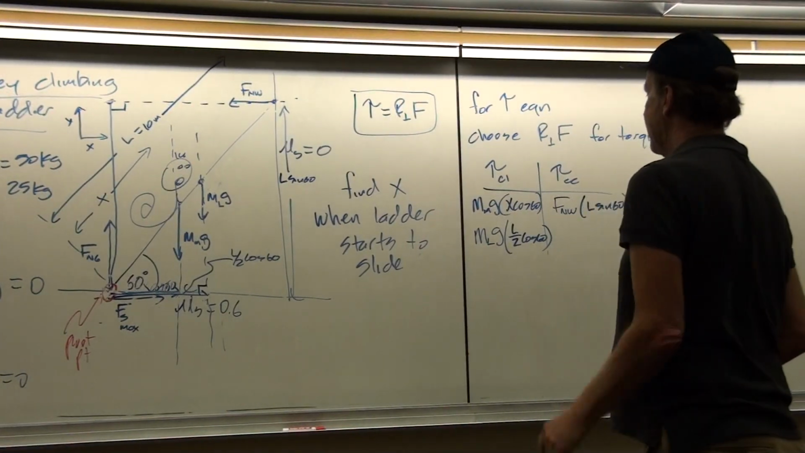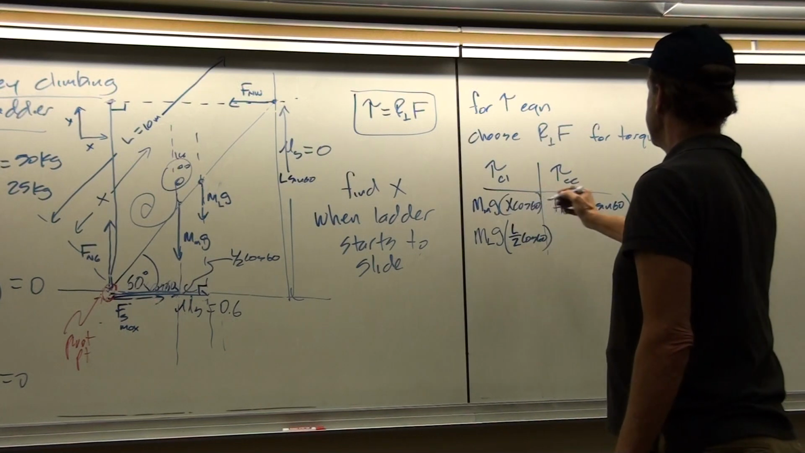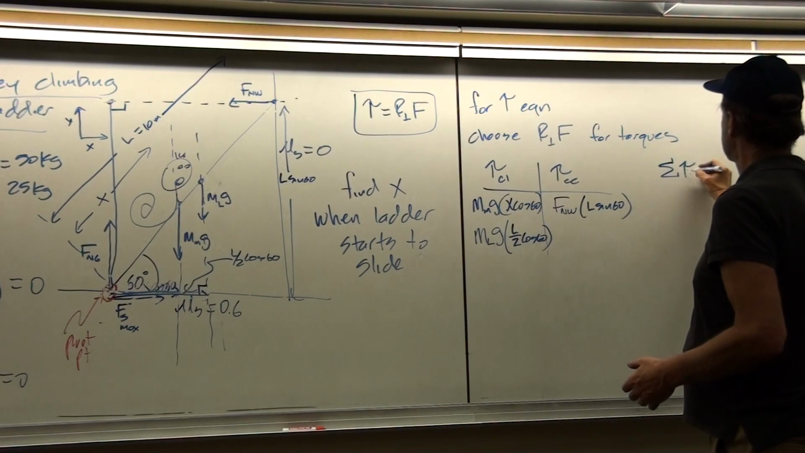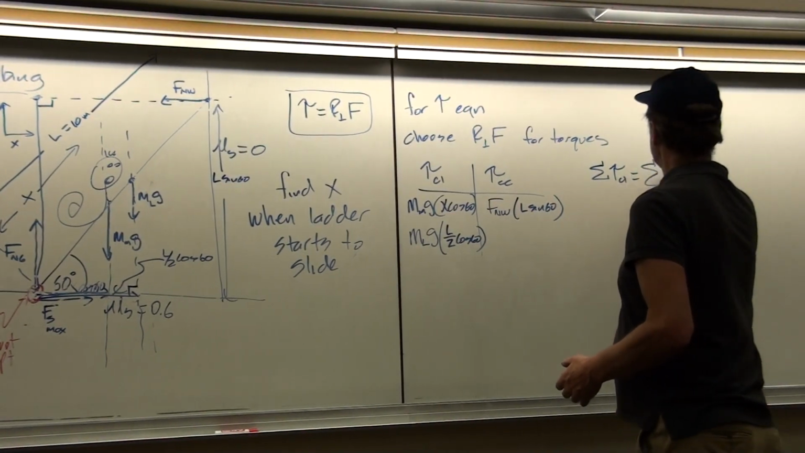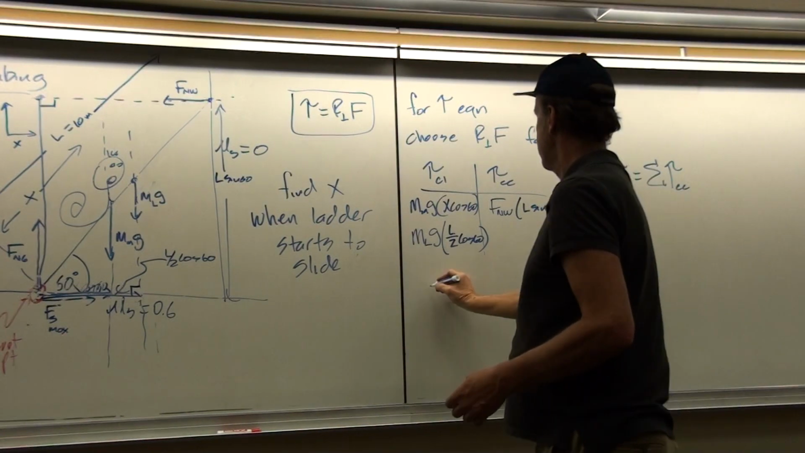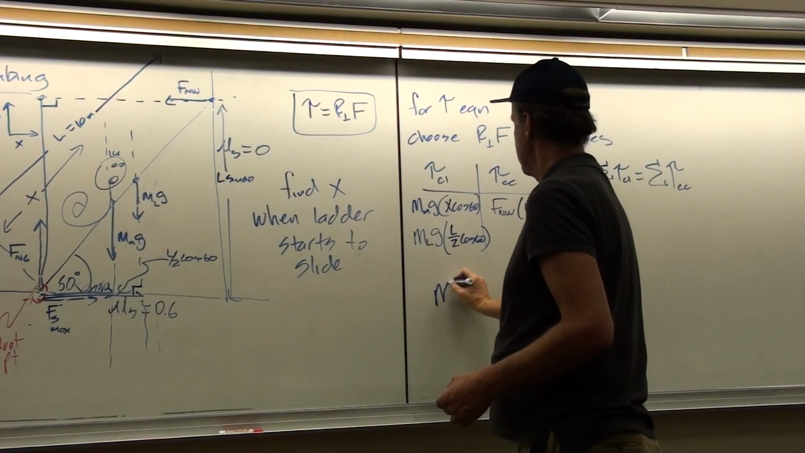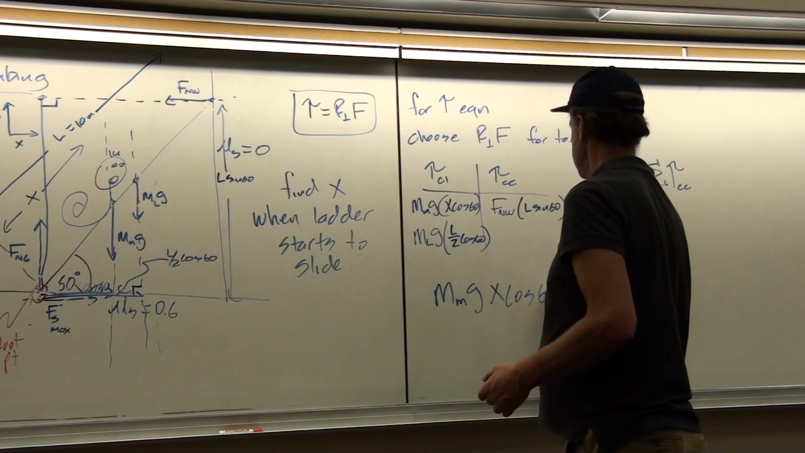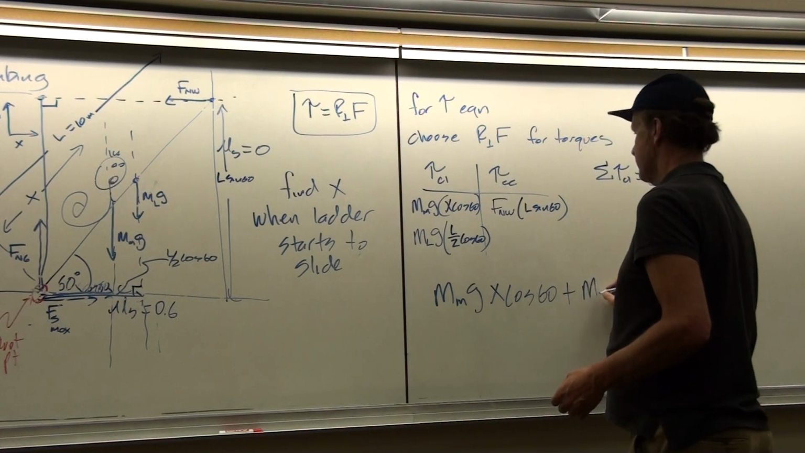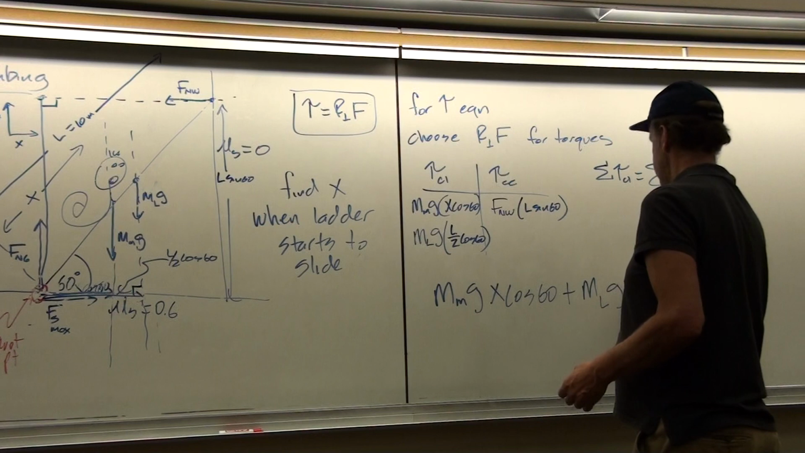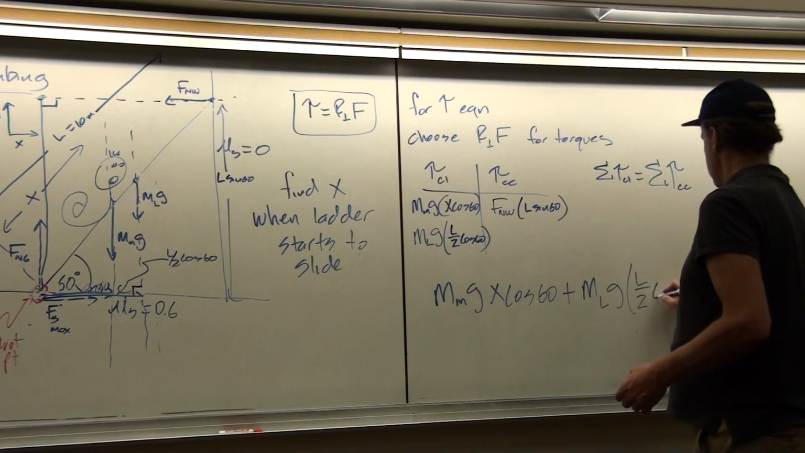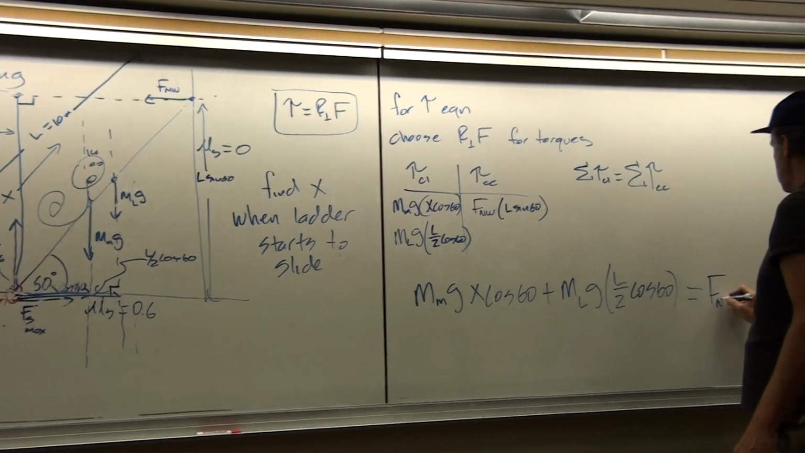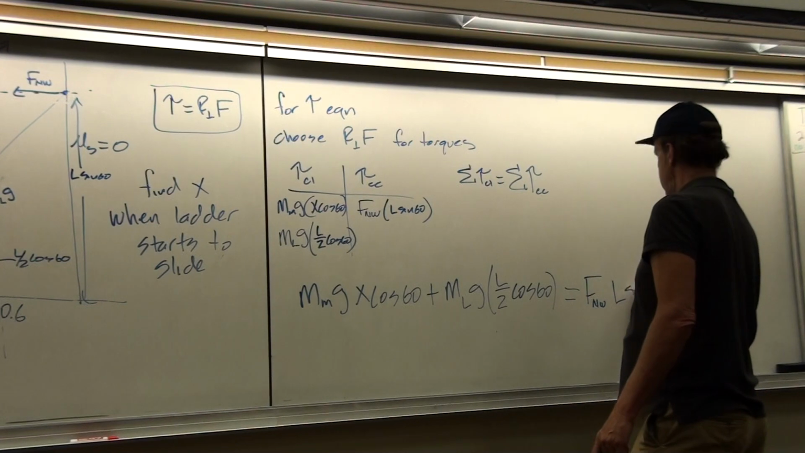All right, so now what do we do in the next step? Well, we set the sum of the clockwise torques equal to the sum of the counterclockwise torques. So what we've got here then, we've got 2 clockwise: mass of the monkey times g times x cosine 60 plus mass of the ladder times g times L over 2 cosine 60 equals F normal wall times L sine 60.